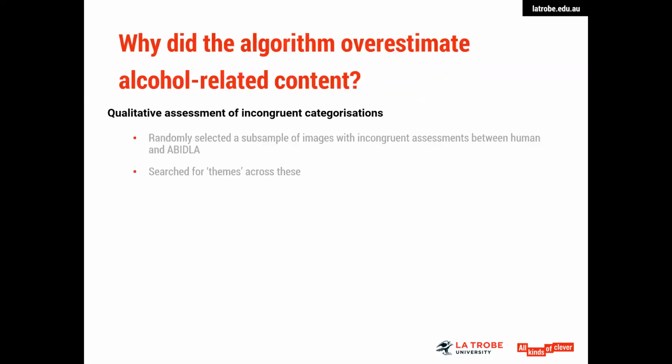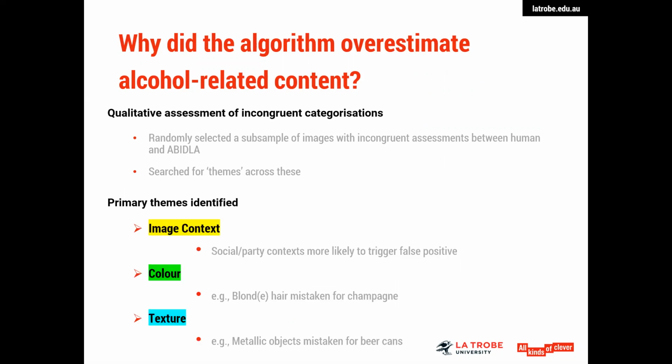We wanted to know why this was, so after a qualitative assessment of a subsample of incongruently predicted images, we identified three core themes relevant to the false positives. Firstly, images that depicted social or party contexts were more likely to trigger a false positive. Secondly, some colours were being mistaken as beverages, such as blonde hair being mistaken as champagne. And thirdly, some textures within images were mistaken as beverages.